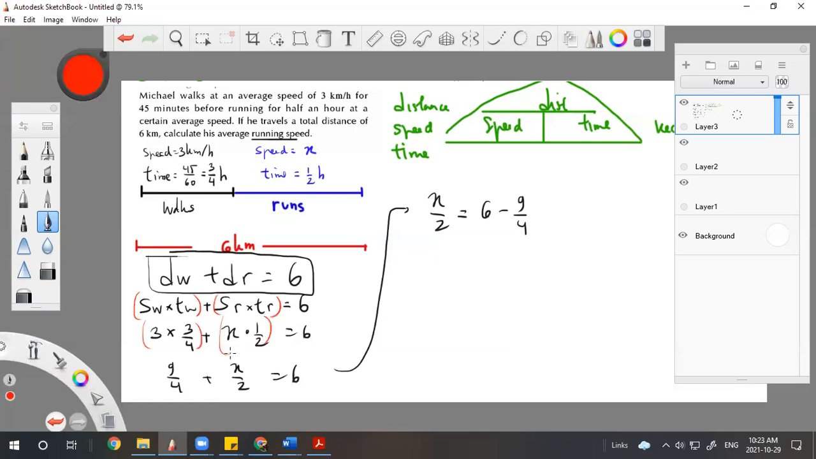And then you add up, equals 6, right? And then you move the 9/4 to the right side, so you subtract. Make this over 1, times 4. So x/2 equals 24 minus 9 over 4, which is 15/4. Times 2/1 on the right side. So 30/4, which is 15/2. 7.5.